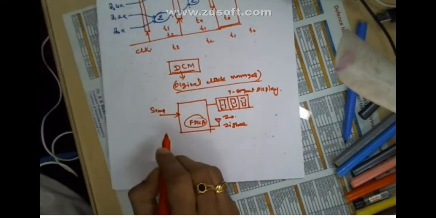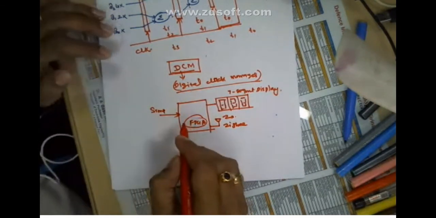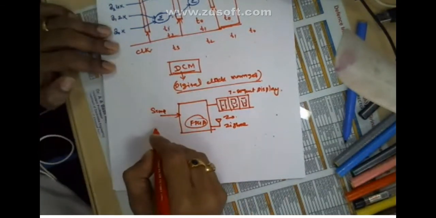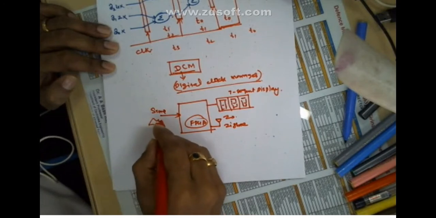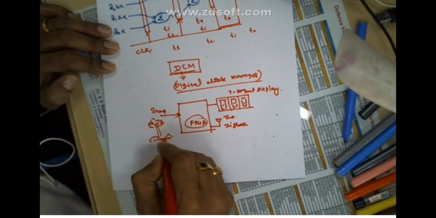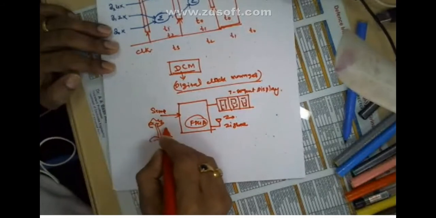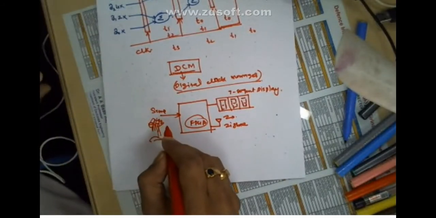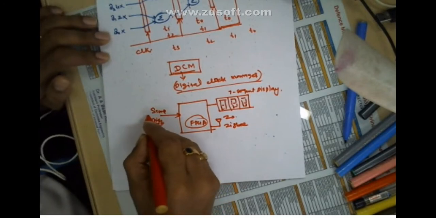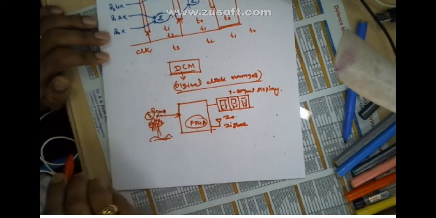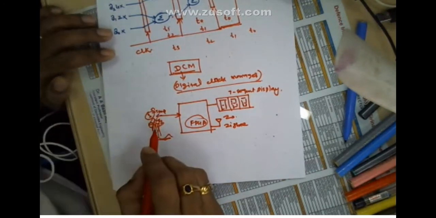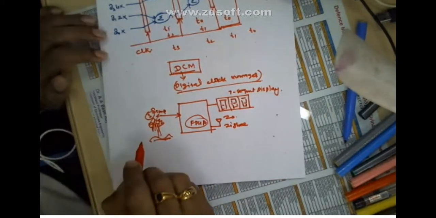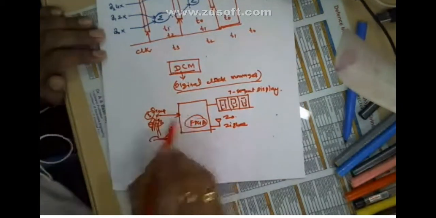So my application is that I need to measure the temperature. Suppose here is a flame. Don't assume it is a tree, take it as a flame. So I have the sensor here. This sensor will measure the temperature, and it will inform the FPGA.